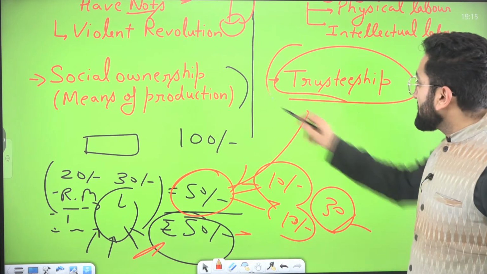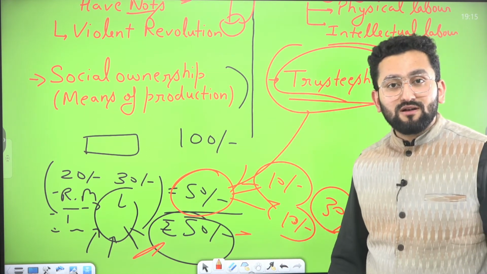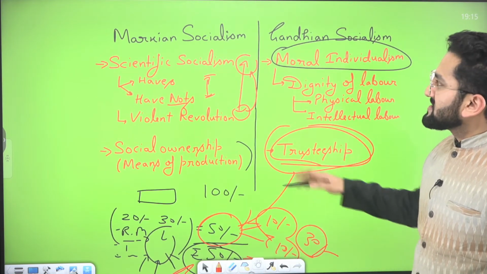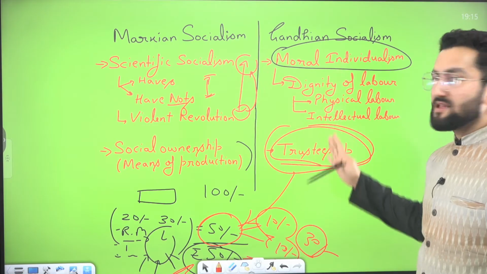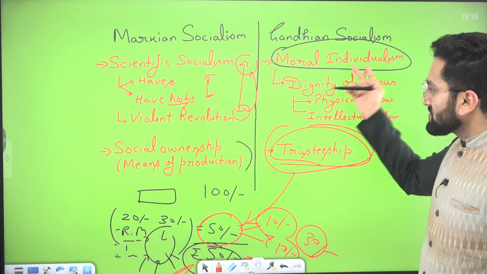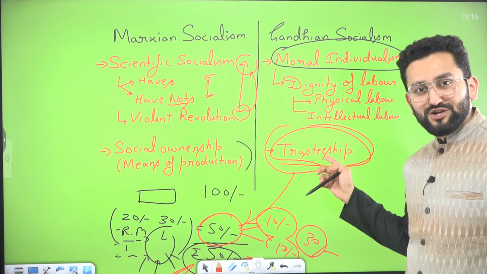So Gandhiji was in favor of the trusteeship model, right? So this is the basic difference between Marxian socialism and Gandhian socialism. I hope it is quite clear to you. Please remember the keywords: scientific socialism, moral individualism, social ownership, trusteeship.